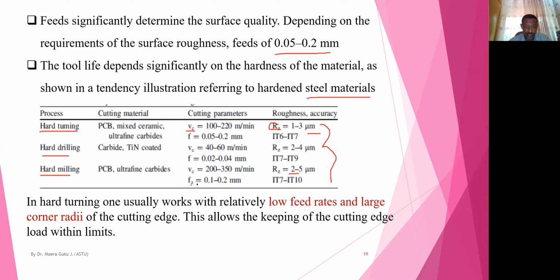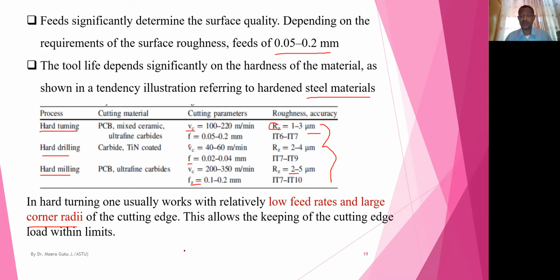The feed rates are also specified for hard drilling, hard milling, and hard turning process. This research is done for steel material. So in hard turning, one usually works with relatively low feed rates and large corner radius. The large corner radius is helpful for energy dissipation.